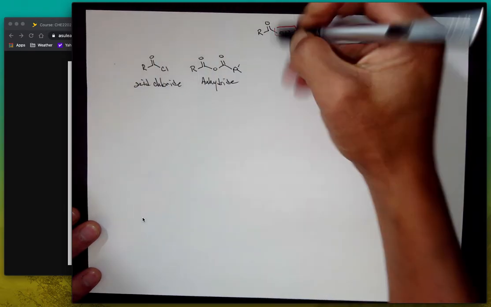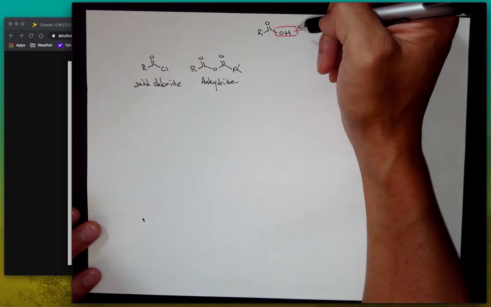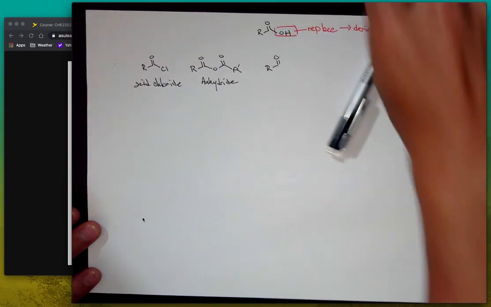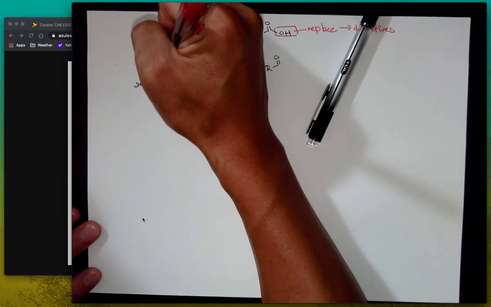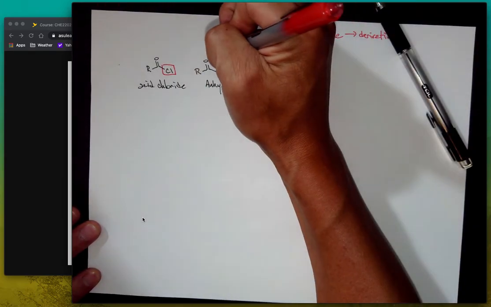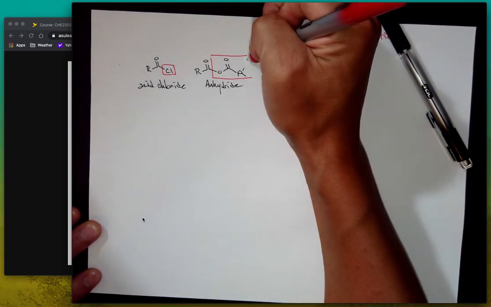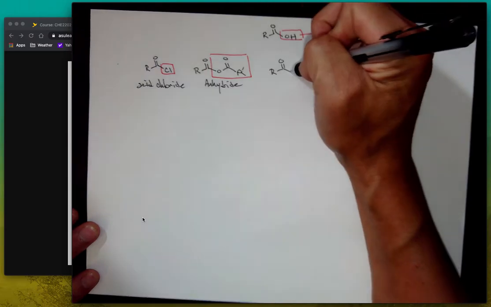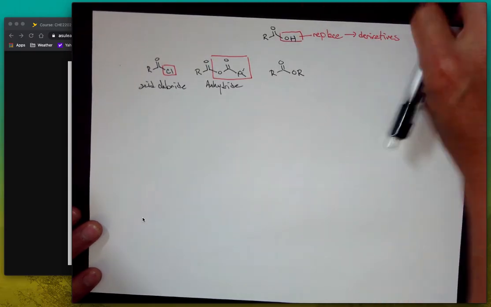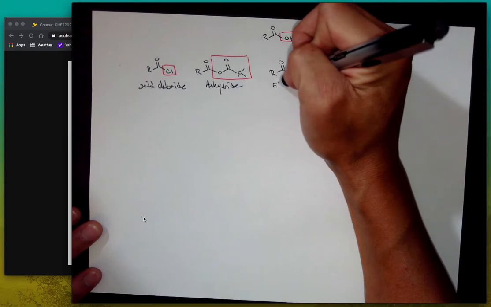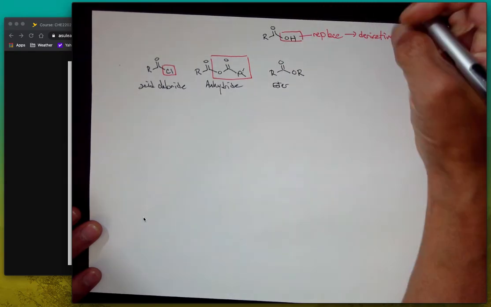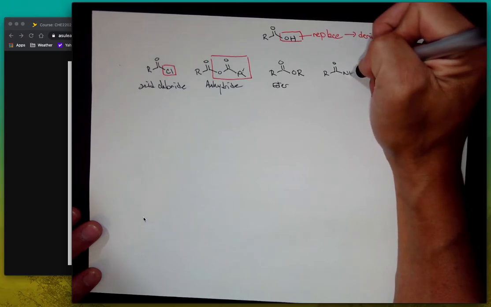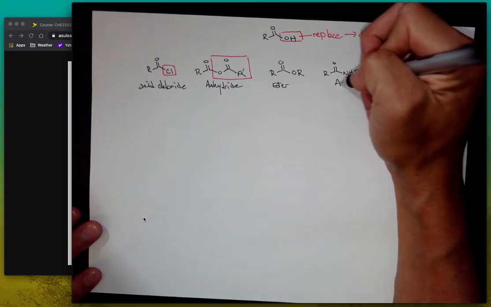And if we were to replace this OH portion with this entire R, so the replaceable portion being this chlorine, or the replaced portion being this acetate group, or if we were to replace that with an OR, we would have an ester. And if we were to replace this with NHR, we would have an amide.